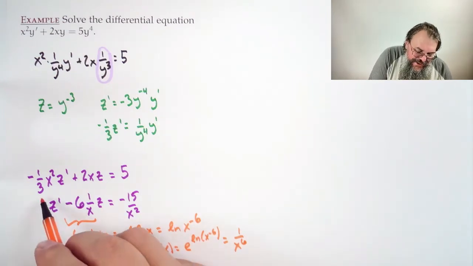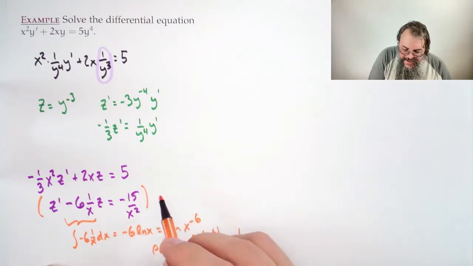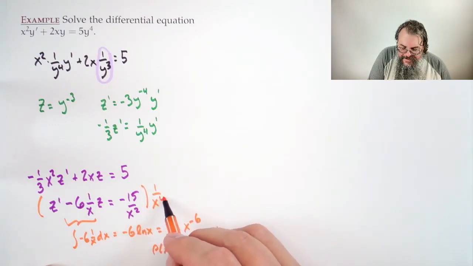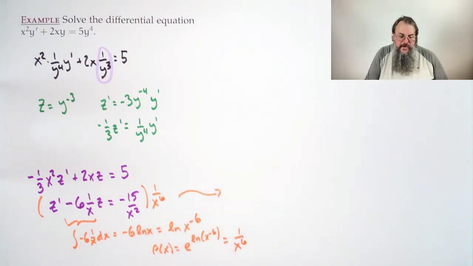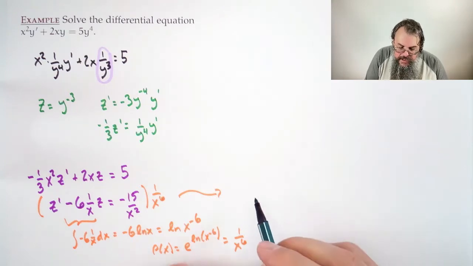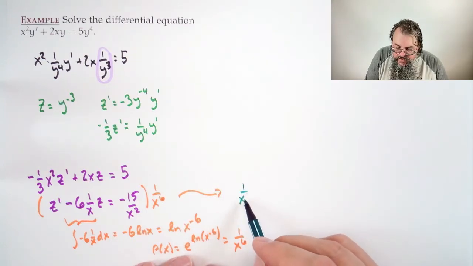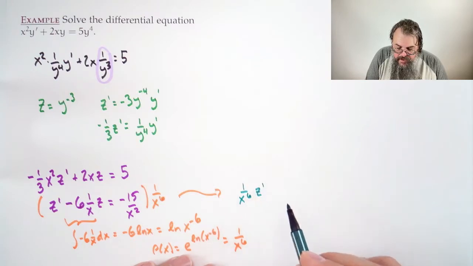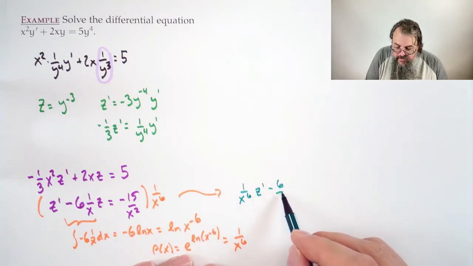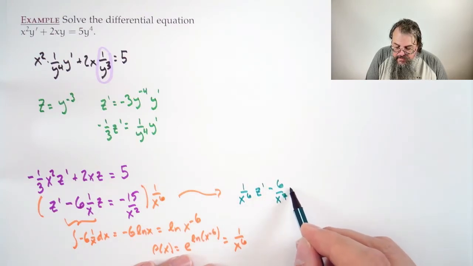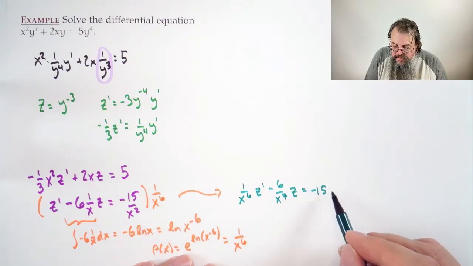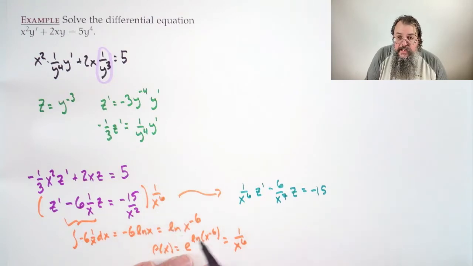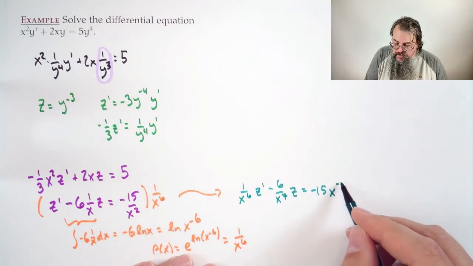All right, so we continue. Take that, multiply everything by 1 over x to the 6th. And what do we have? Well, we end up with the following. We have 1 over x to the 6th, z prime, minus 6 over x to the 7 times z is equal to minus 15, and then it'll be x squared downstairs, x to the 6 downstairs, so x to the minus 8.